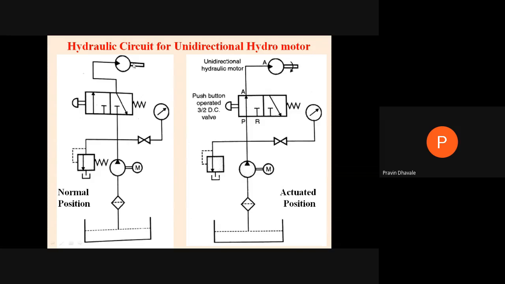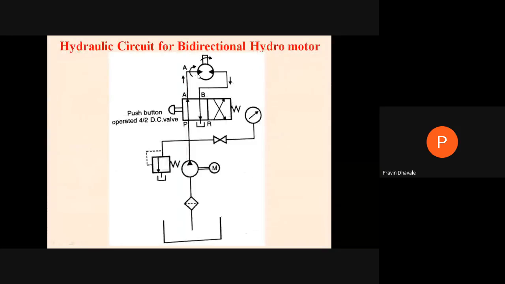Here, this will be the symbol for the motor. Instead of a cylinder, we go for the motor. This will be the symbol of the motor. It will be unidirectional because it is having a single arrow. If it is having two arrows, it will be a bidirectional motor, clockwise, anti-clockwise.